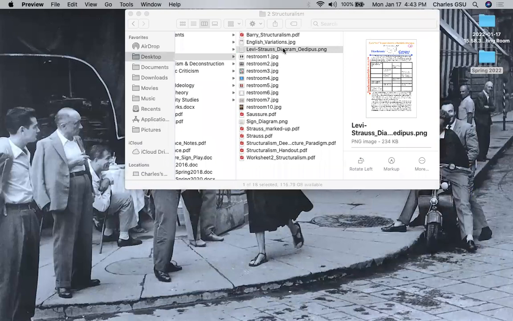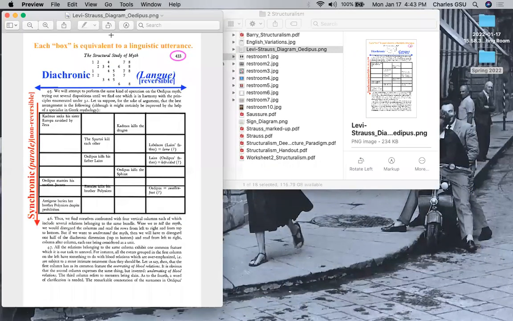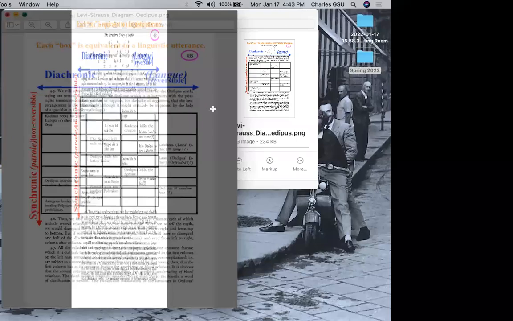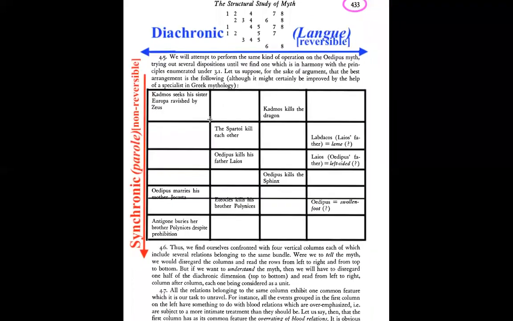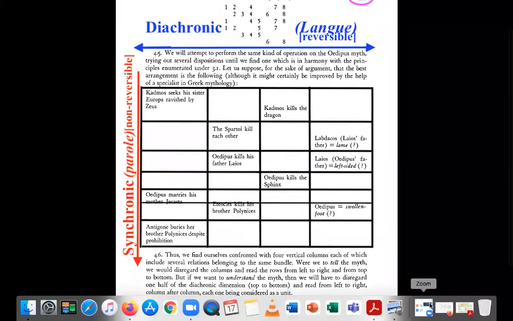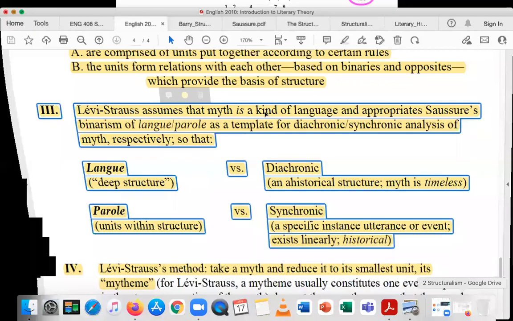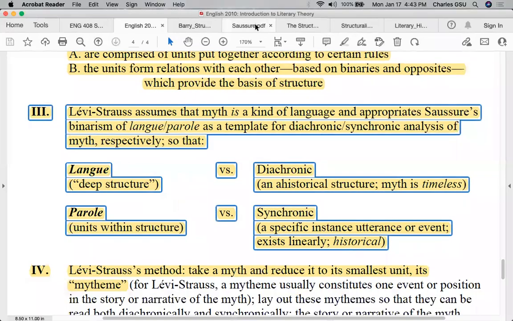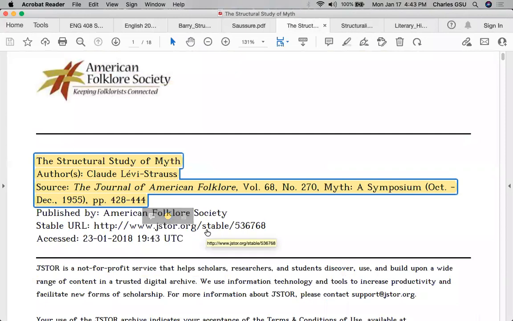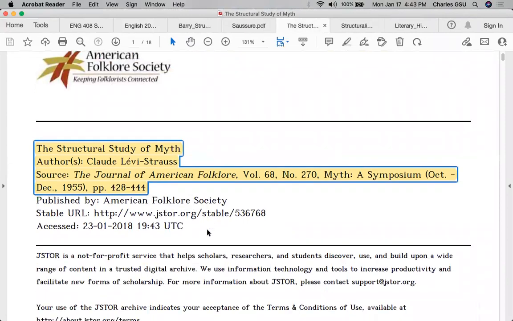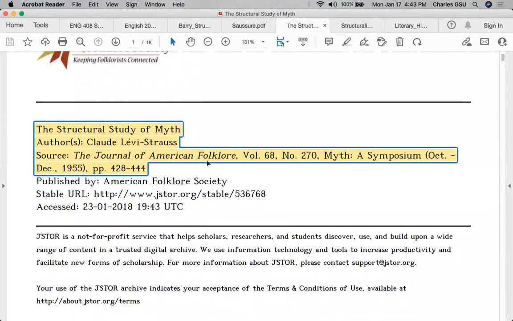This is going to come from page 433 of Claude Lévi-Strauss's The Structural Study of Myth. And the page itself, if I go to it here. So here's the, again, you have this in your folder. Original appeared, Journal of American Folklore, 1955.